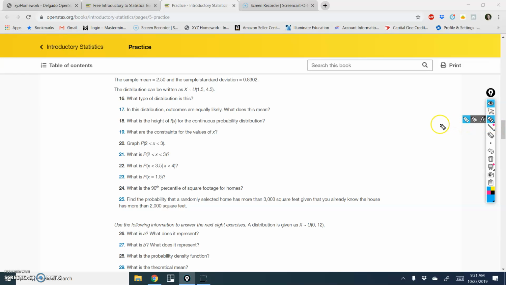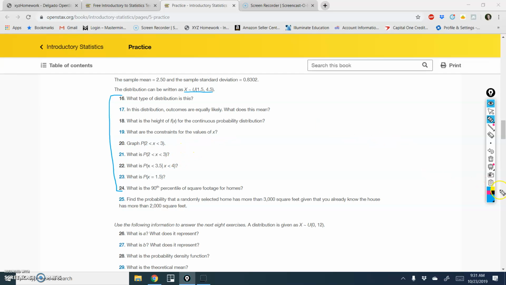Everyone, this is a video for uniform distribution and working through some practice problems dealing with uniform distributions. I'm going to be working off of this distribution here, U(1.5, 4.5), and going through most of the problems we see here from 16 to 24. Working within uniform distributions, what kind of questions can we be asked about them, what do we know, and how do we work within the formulas that we were given from the last video.